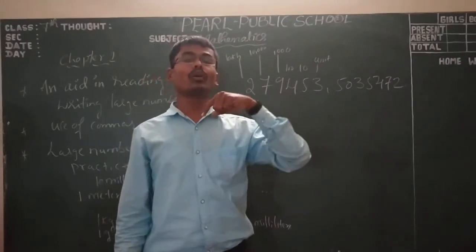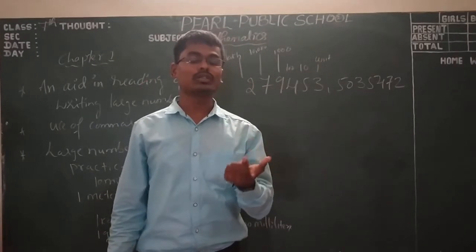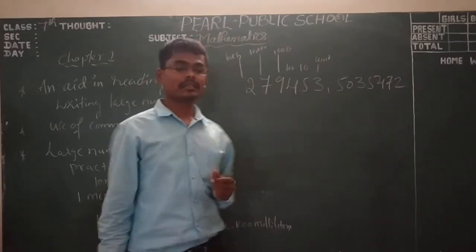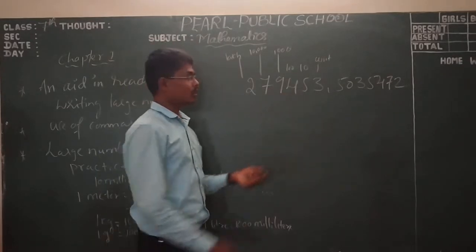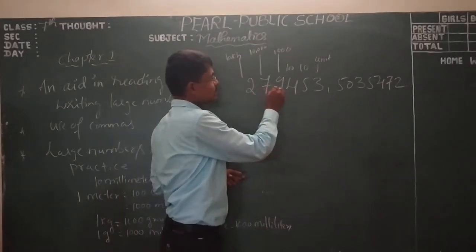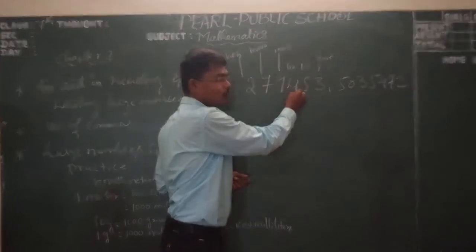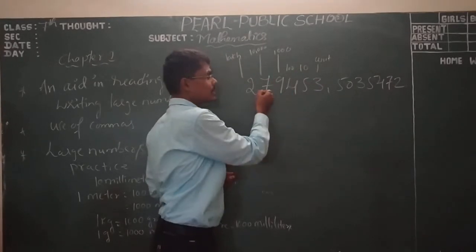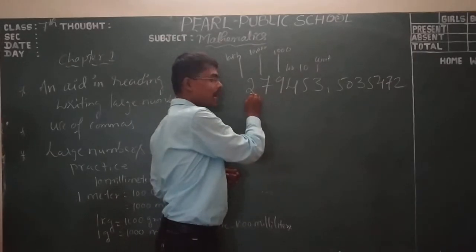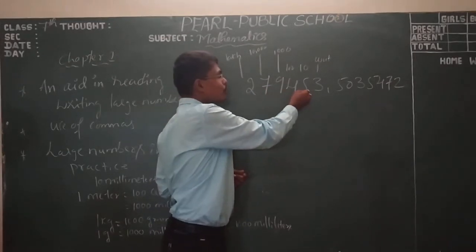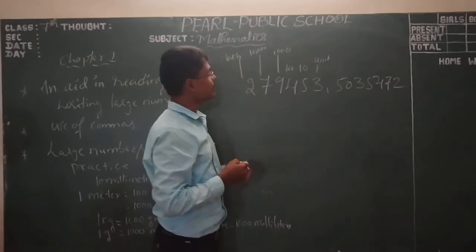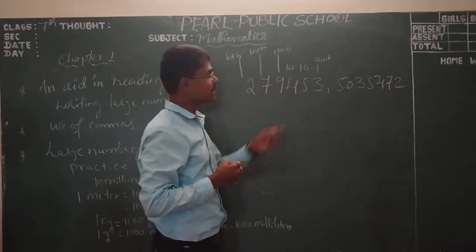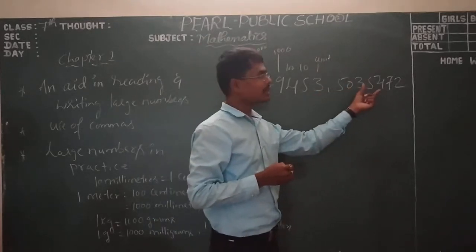Nothing but we are going to start from lakhs. We are going to pronounce, we are going to read. Begin from the lakhs. Now it becomes what? 2,79,453. Okay, now this number becomes 2,79,453. Like that we are going to read and write the large numbers. Like that we can also read and write the same.